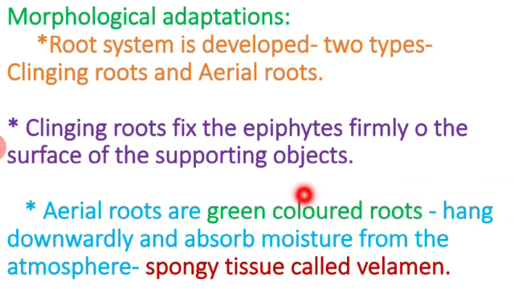It absorbs moisture from the atmosphere with the help of a special tissue, a spongy tissue named velamen tissue, which helps to absorb the moisture from the atmosphere, and it is utilized. Okay, so two different types of roots are there. One is for fixing and another one is for absorbing moisture.